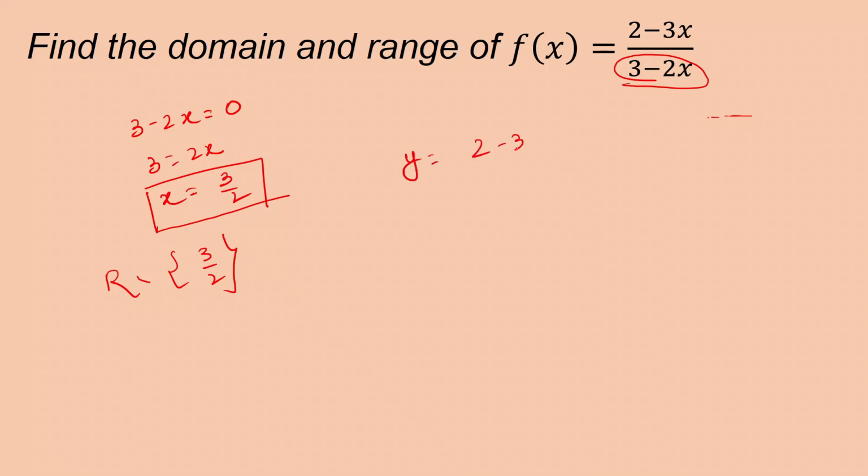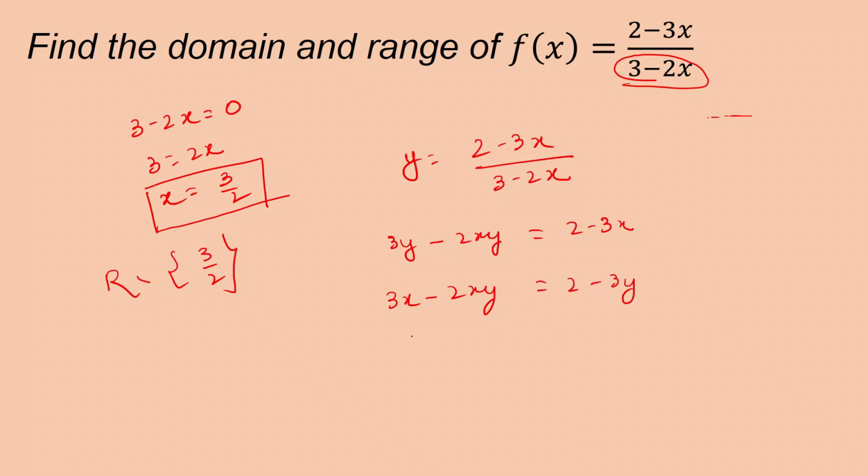Take y is equal to (2 minus 3x) by (3 minus 2x), and then you make x as the subject. So 3y minus 2xy is equal to 2 minus 3x. Take all the x on one side. So 3x minus 2xy is equal to 2 minus 3y. Take x common. (3 minus 2y) is equal to 2 minus 3y, and x is equal to (2 minus 3y) by (3 minus 2y).